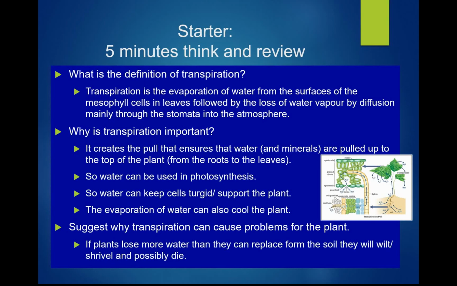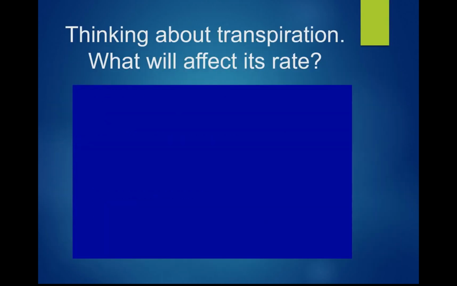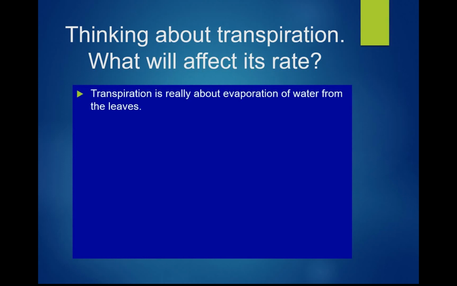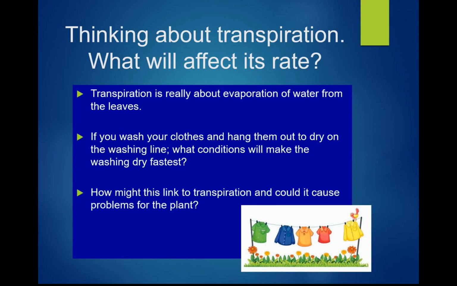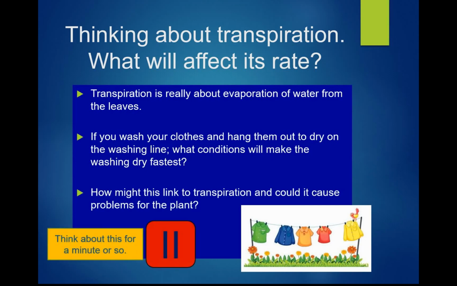So what I want to think about is, well, what's going to affect the rate of transpiration? So remember, transpiration is really about evaporation. So what you should think about, if you wash your clothes and hang them out to dry on the washing line, what conditions are going to make them dry the fastest? And how might that link into transpiration and problems for the plant? So again, have a think just for a minute or so. Just think about that middle question. What's going to affect how quickly your washing dries when you put it out on the line?